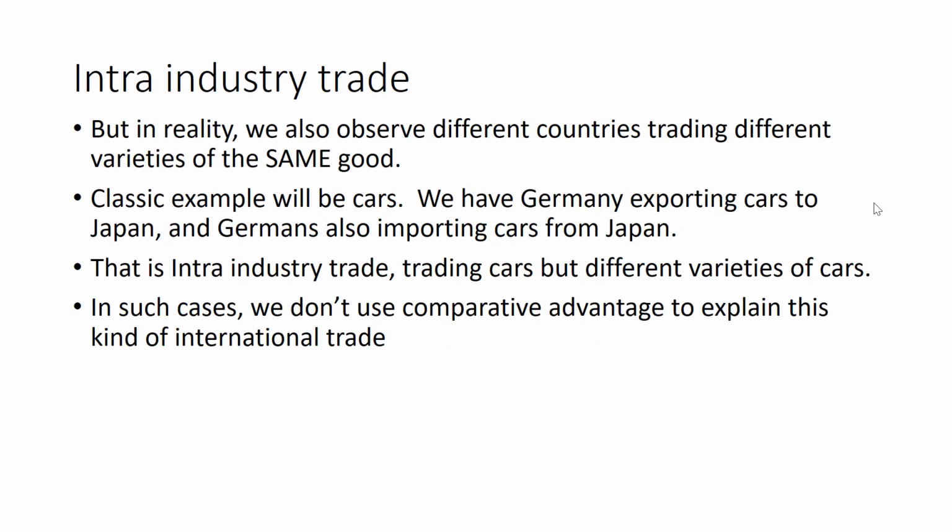What about intra-industry trade? In reality, we also observe different countries trading different varieties of the same goods. One classic example would be cars. Germany exports cars to Japan, and the Germans also import cars from Japan. So this is the same industry, cars, but they are trading different varieties of cars. So in such cases, we do not use comparative advantage to explain this kind of international trade.